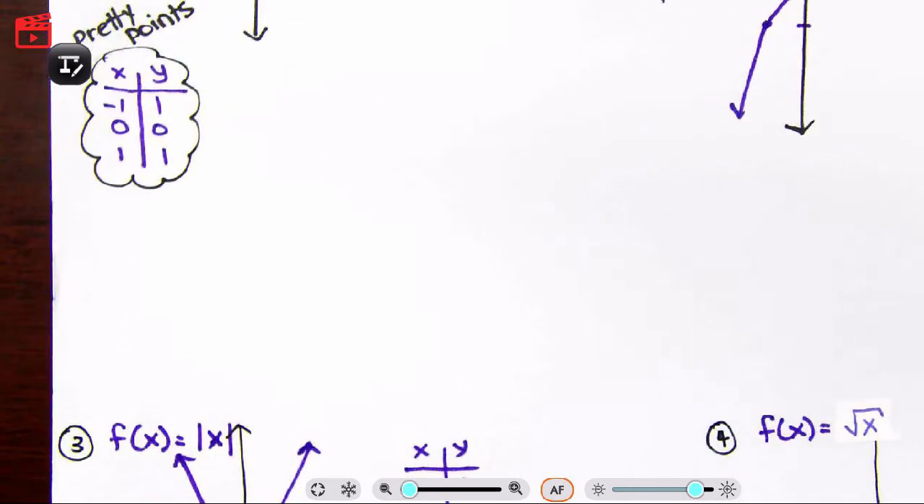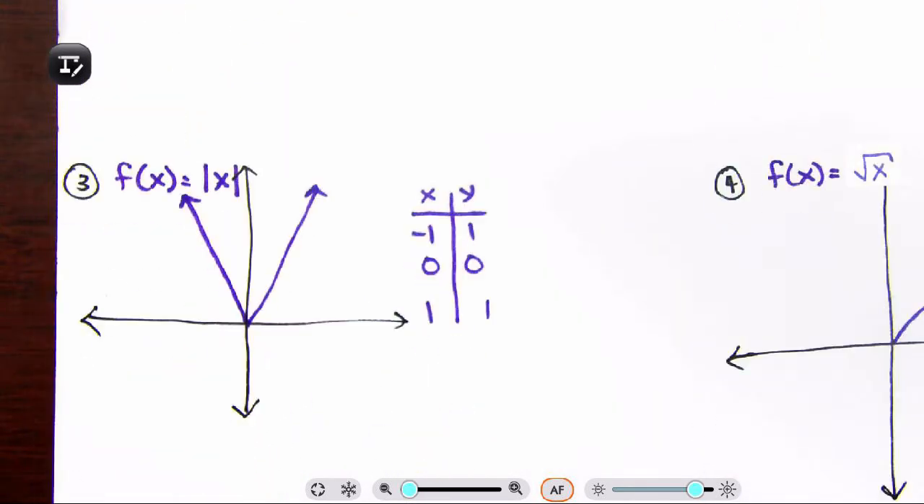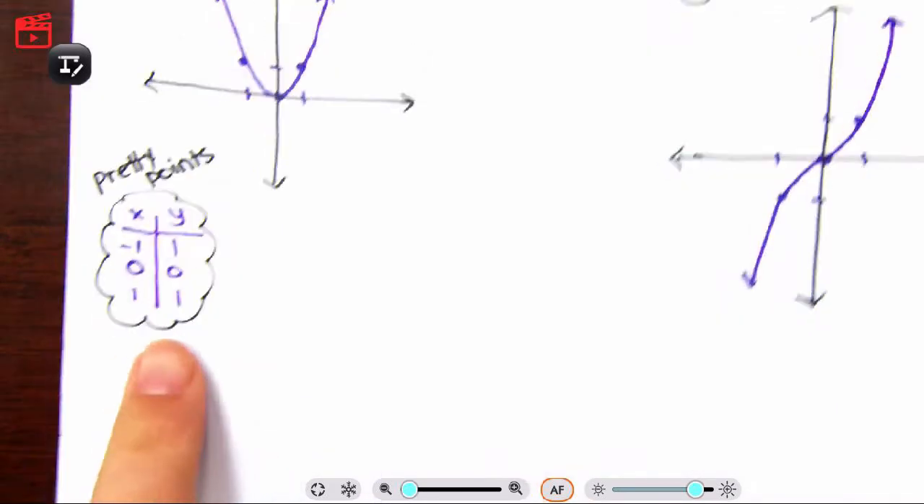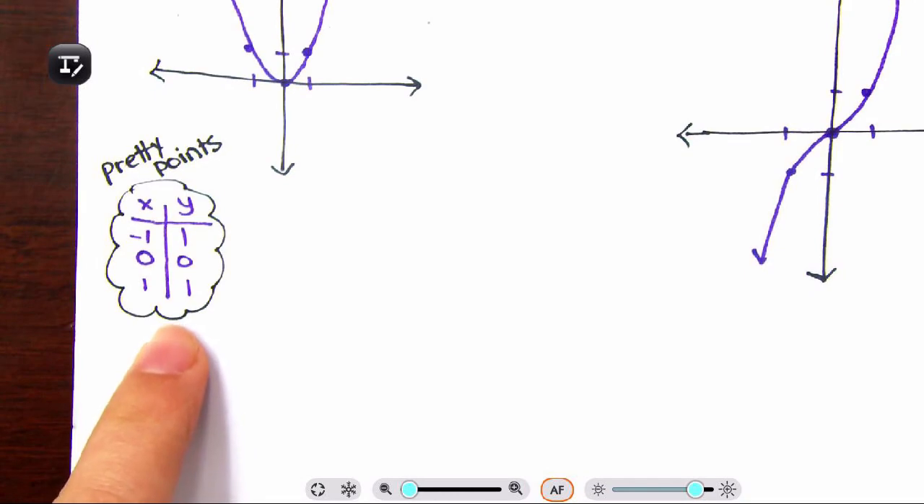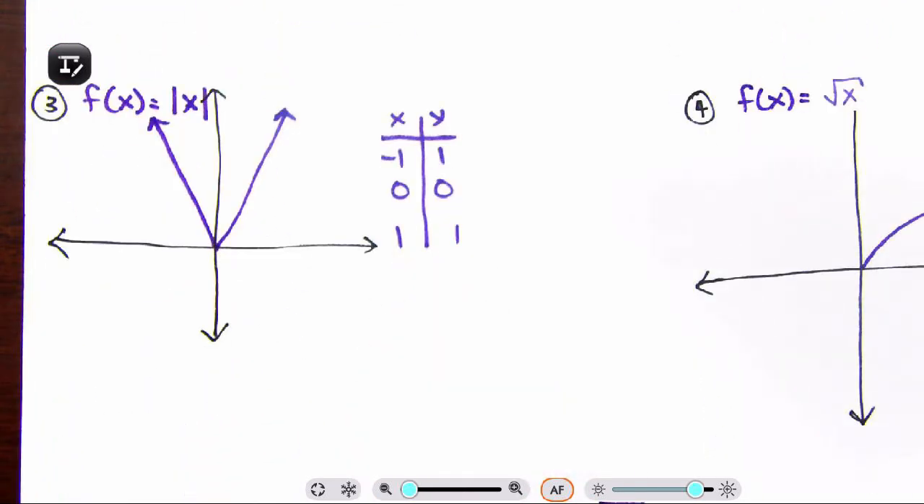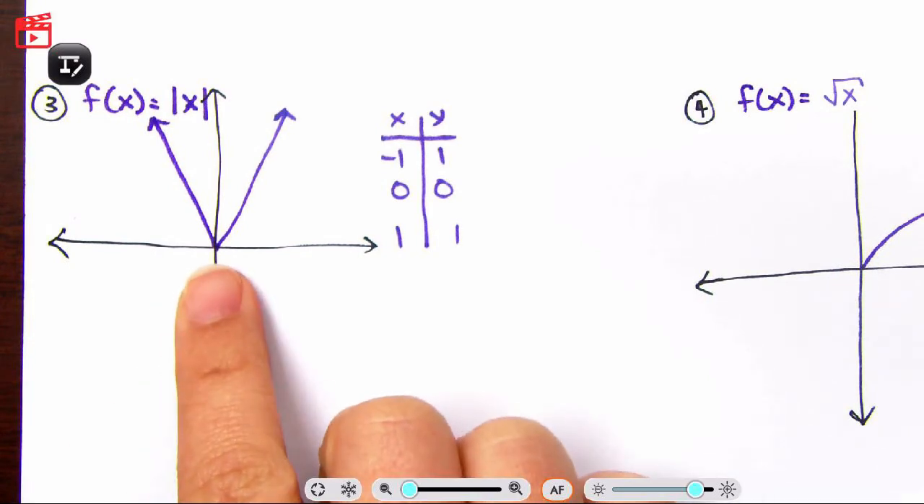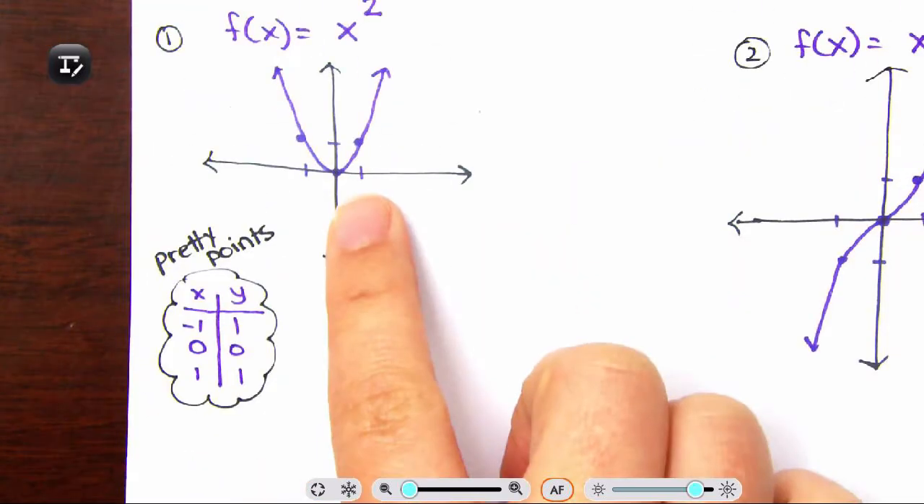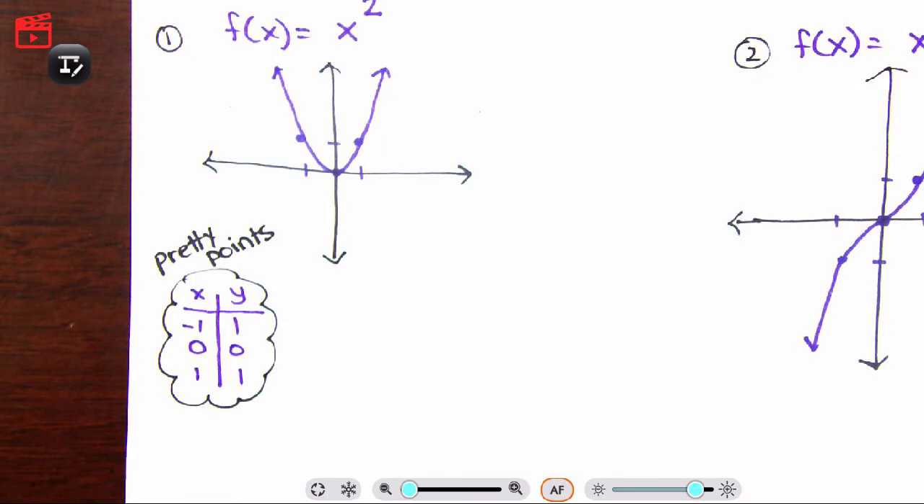The next parent function you're going to come across is the absolute value of x. Let's look at our pretty points here for my quadratic, x squared, and then look at the pretty points for my absolute value. Notice that they are the same. So don't rely just on your pretty points to know how a function will look. Make sure you are aware that an absolute value is a V shape, and this one here, I call it a happy face shape for a parent function.